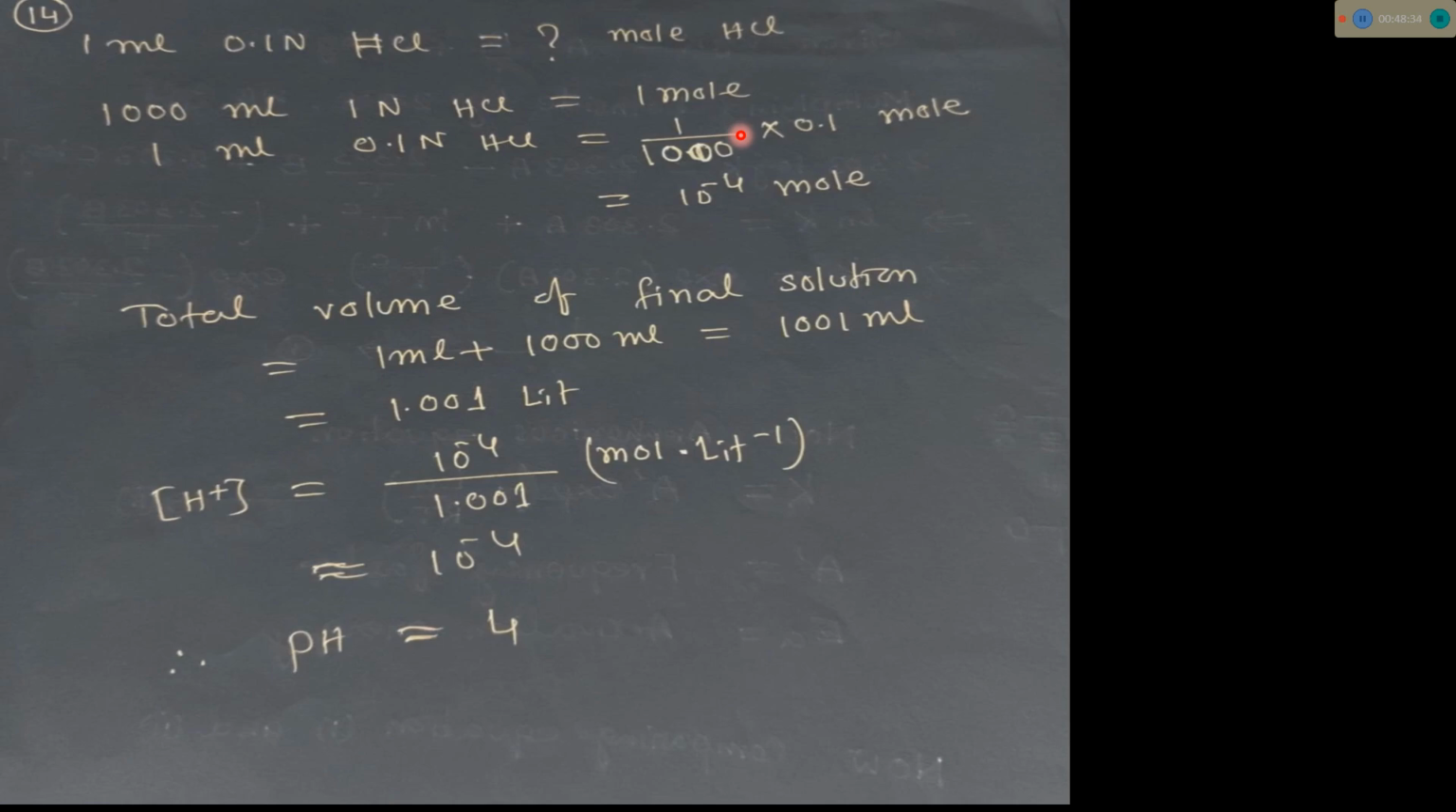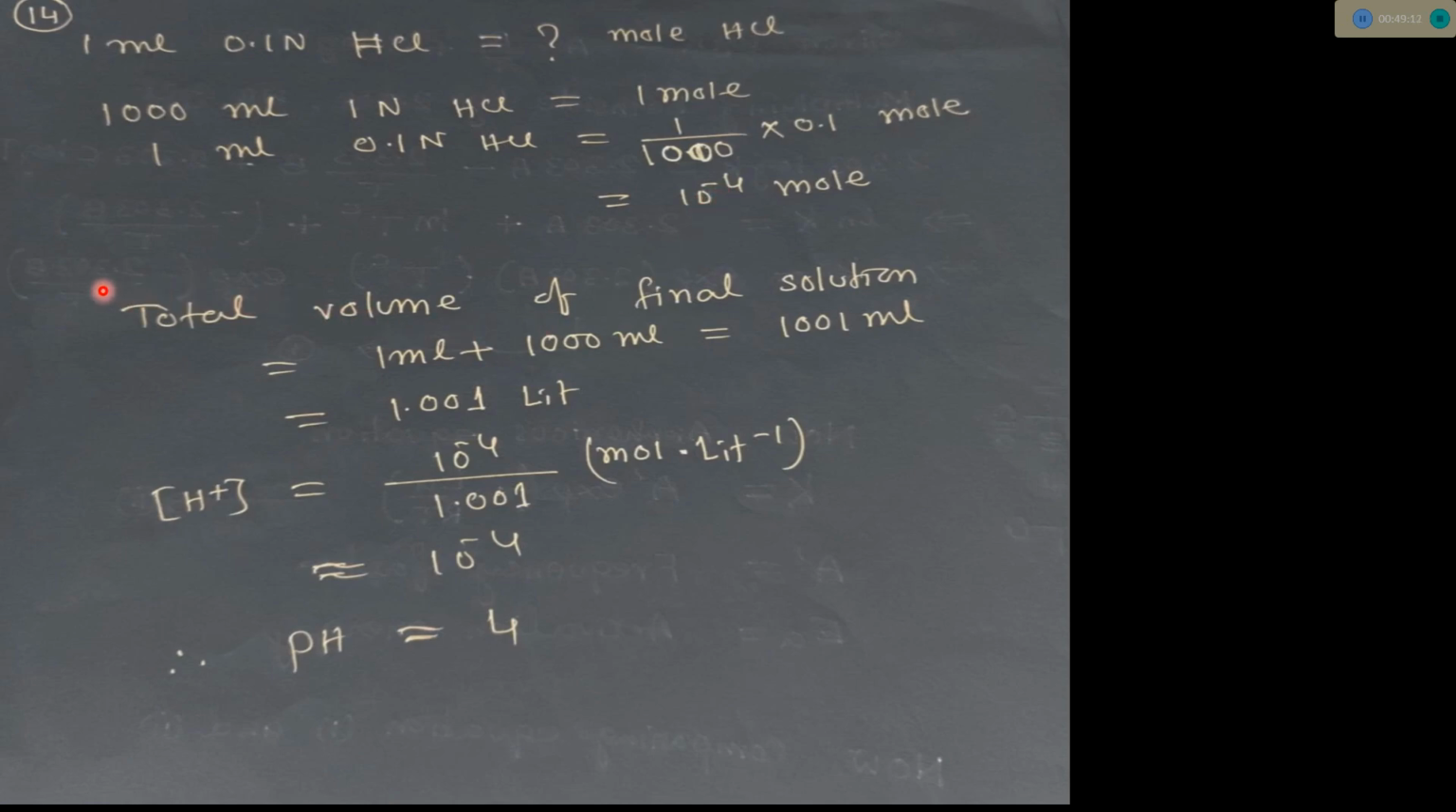NaCl. The total volume of the final solution becomes 1000 ml plus 1 ml, since we are adding 1 ml of this solution and we have to consider that volume. This 1 ml of 0.1 normal HCl means 10 to the minus 4 mole. So the total, or final, volume of the solution after adding the HCl becomes 1.001 liter, and the mole number of HCl is 10 to the minus 4 mole.